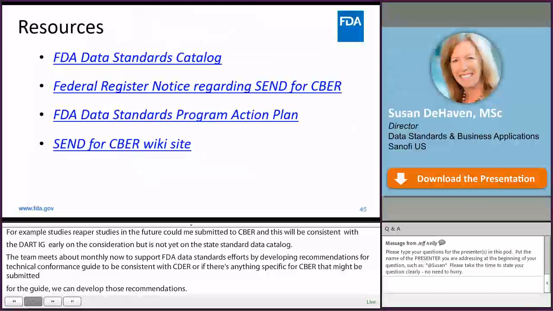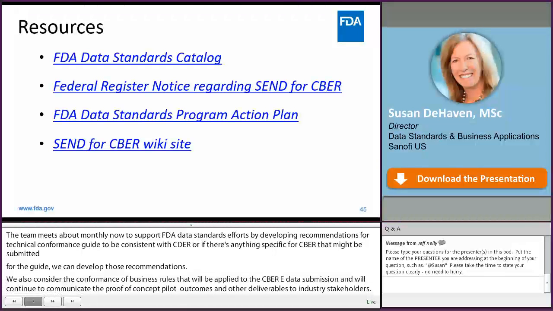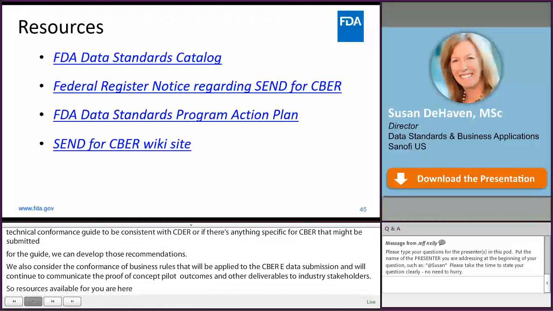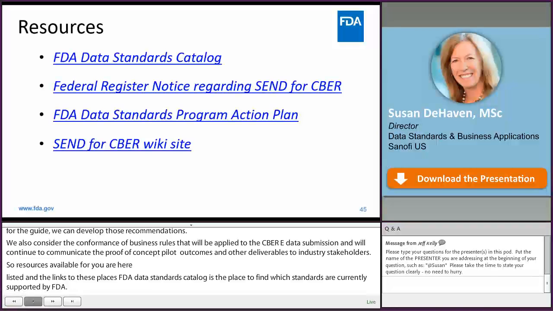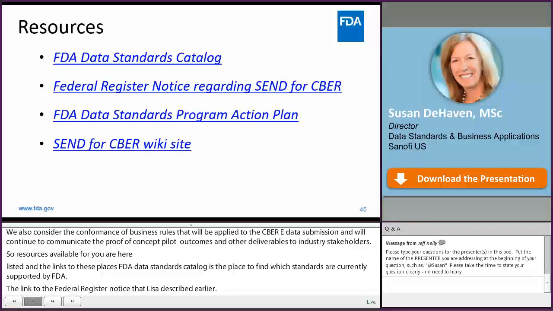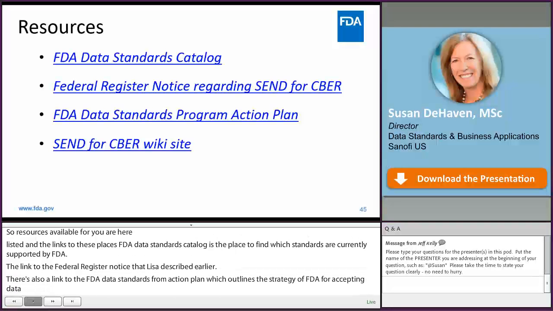So resources available for you are here listed, the links to these places. FDA Data Standards Catalog is the place to find which standards are currently supported by FDA. The link to the Federal Register notice that Lisa described earlier. There's also a link to the FDA Data Standards Program Action Plan, which outlines the strategy of FDA for accepting data standards, and our SEND for CBER wiki site link, which is where you'll find all of the pilot data and the deliverables from the SEND for CBER team.